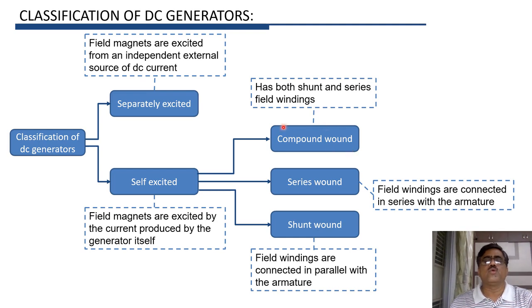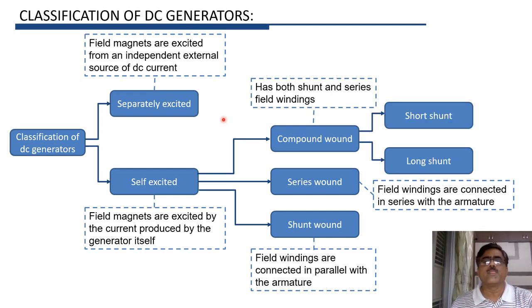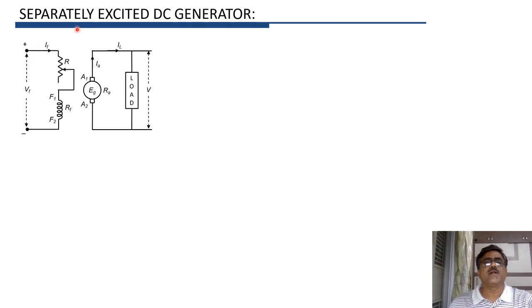Now according to the way in which shunt and series field windings are connected, these compound generators are further classified into two types. These are called short shunt compound generators and long shunt compound generators. Now we will see each type in detail. Let us now study the separately excited DC generator.